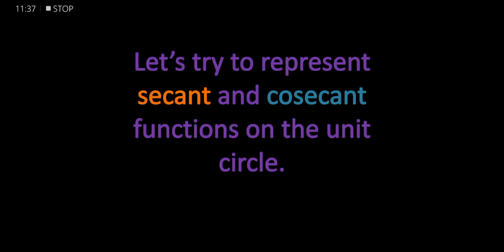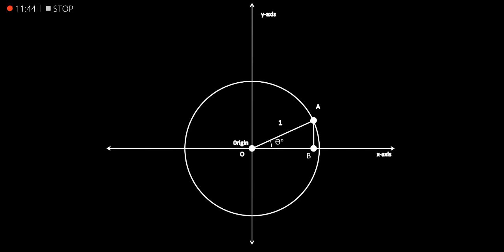Let's try to represent secant and cosecant functions on the unit circle. We have a unit circle. Draw a tangent from point A on x-axis, which represents tan of angle. Draw a tangent from point A on y-axis, which represents cot of theta.